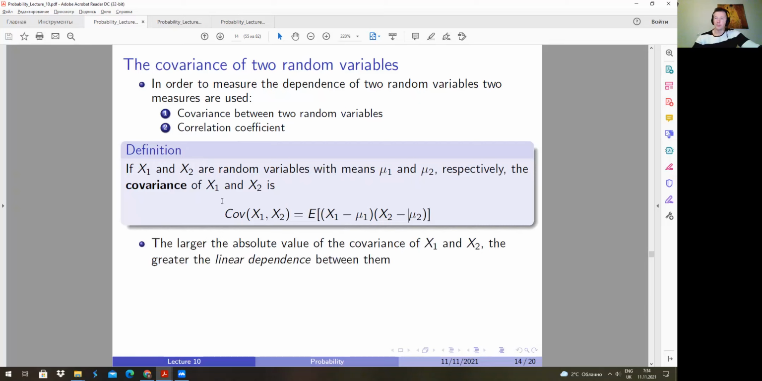Well, what does the covariance say about the dependency of two variables? The larger the absolute value of the covariance of x1 and x2, the greater the linear dependence between them. I highlighted this linear dependence because the covariance is able to capture only the linear dependence between two variables. If two variables are dependent, but they are not linearly dependent, the covariance will show you nothing, which is a problem.